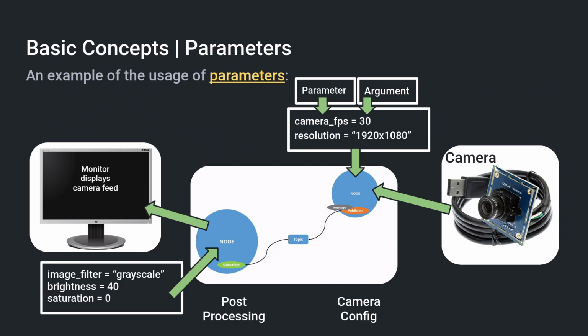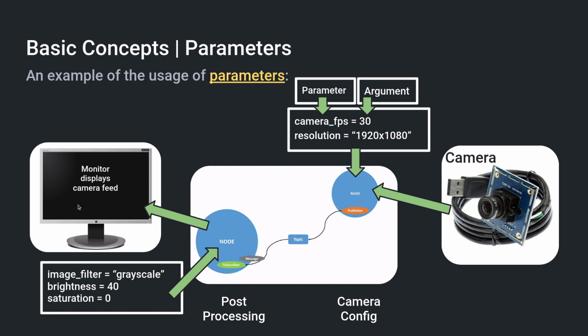So we have an example here, example usage of parameters. So on the right here, we have a node that's connected to a camera. So imagine this is running inside of the Raspberry Pi, and it has a publisher. And let's say when we start up the node, we want the camera FPS to be 30 frames per second, and we want the resolution to be 1920 by 1080. We can specify that as a parameter for this node on startup. But also, we can specify values actually during runtime as well.